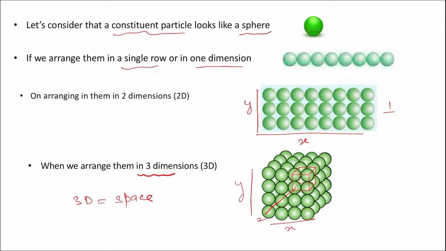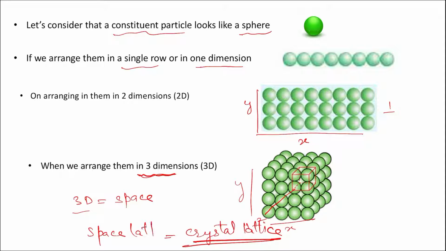This is the regular arrangement of the constituent particles, that is atoms, ions, or molecules, in three-dimensional space or a three-dimensional network, and that is known as the crystal lattice. So this is a crystal lattice, because we are talking about three dimensions, meaning the regular arrangement in space. So this can also be termed as the space lattice.